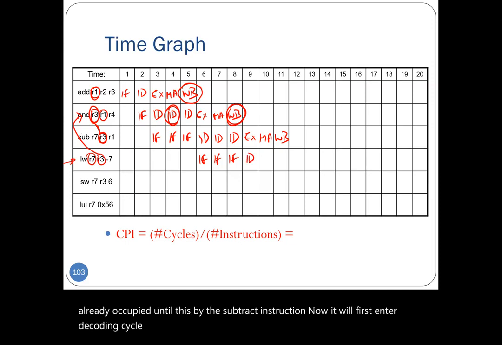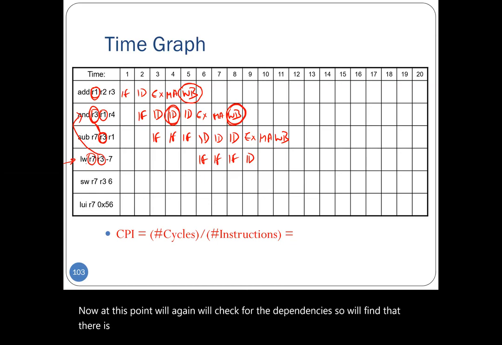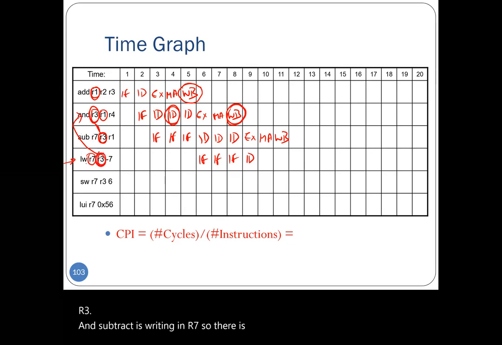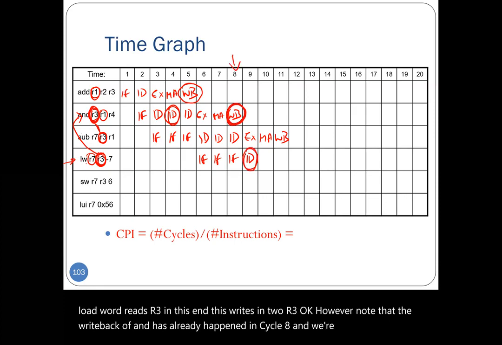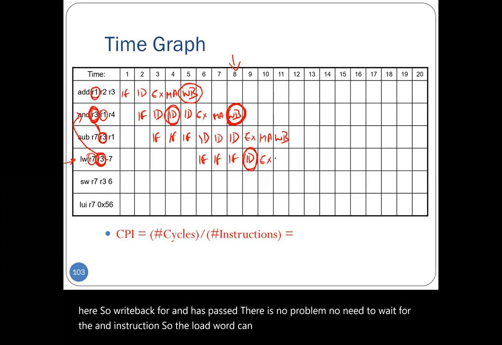Now at this point, we'll check for the dependencies. So we'll find that there is no dependency between load word and subtract, because load word is reading only R3, and subtract is writing in R7. But load word reads R3 and the AND writes into R3. Okay. However, note that the write back of AND has already happened in cycle 8, and we are already in cycle 9 here. So write back for AND has passed. There is no problem. No need to wait for the AND instruction. So the load word can proceed into the execute, memory access, and write back without any stalls.